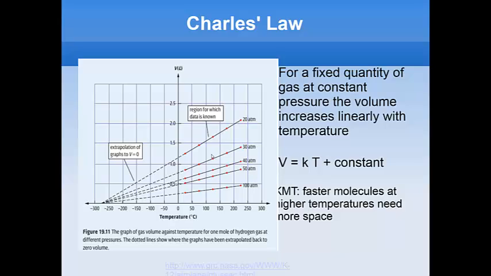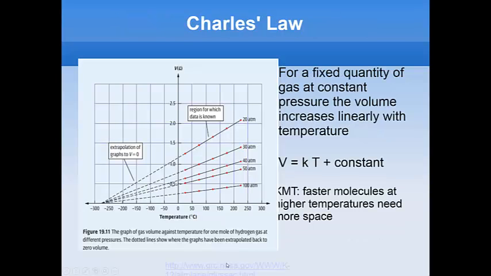Charles' law. This one is related to the volume and the temperature. So for a fixed quantity of gas at constant pressure, the volume increases linearly with temperature. And you can look at the temperature down here in terms of degrees Celsius, and you can look at how that works. And this is for any gas at various pressures. There is a linear relationship. What happens? Well, kinetic molecular theory, again, faster molecules at higher temperatures need more space. So if you're looking at constant pressure, then the volume increases linearly with temperature.